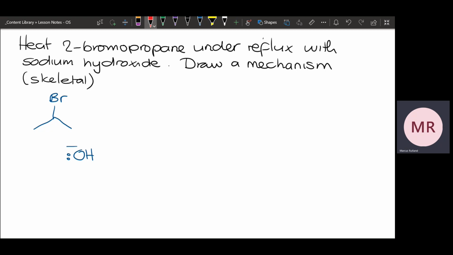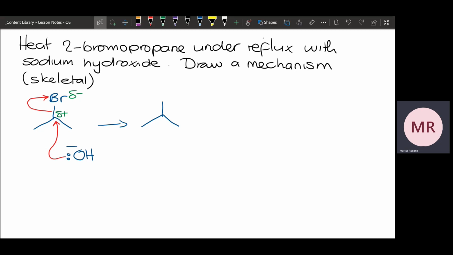And so we need 2 arrows, one from the lone pair on the oxygen to the carbon where the bromine's attached, and one from the bond onto the bromine. So that's the arrows done with. We'll lose marks if we don't put the partial charges on. So make sure you've got that delta plus carbon and the delta minus bromine. You always put partial charges on in pairs. And then we can head over to the products.